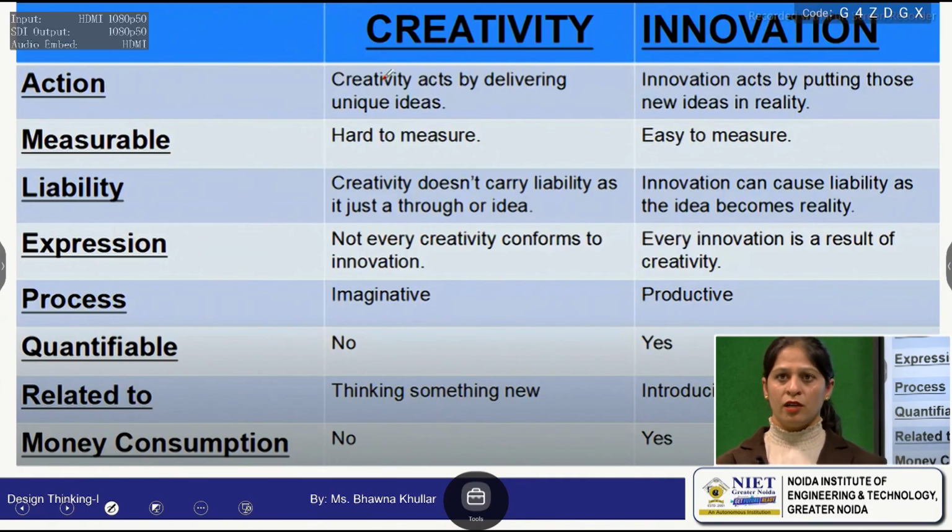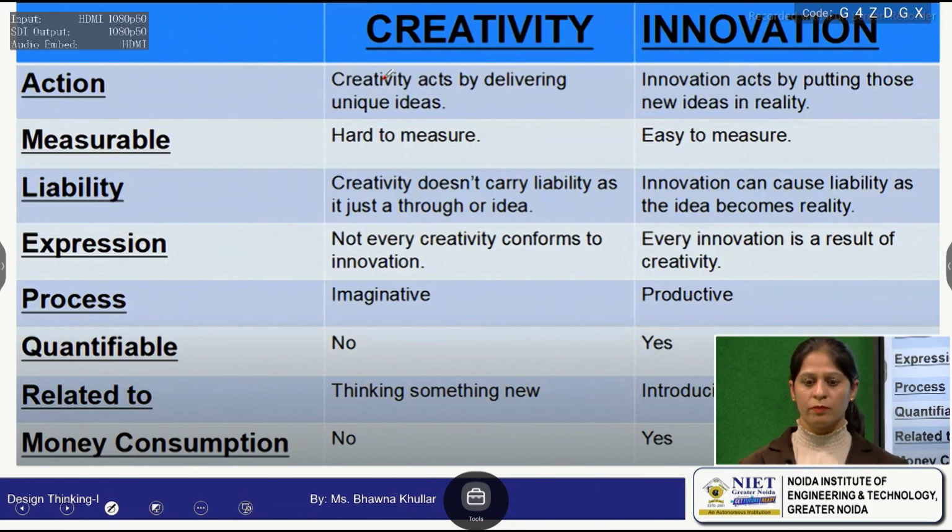Process: imaginative versus productive. In creativity it will only be imagination, but in innovation it is productive, practical, a prototype. Quantifiable: creativity is not quantifiable, we cannot count or consider its quantity, but in innovation the quantity can be represented. Creativity is related to thinking something new.